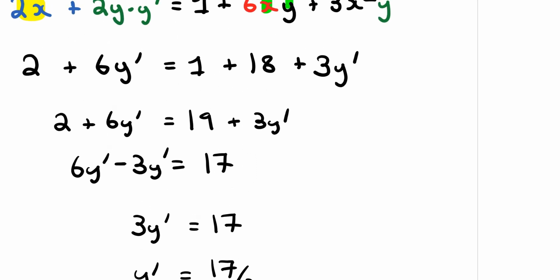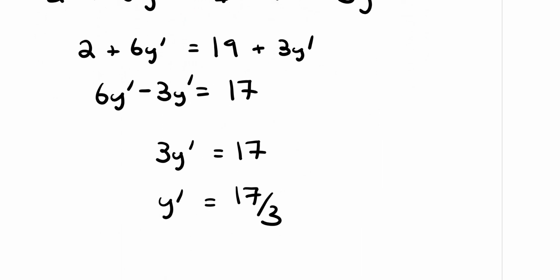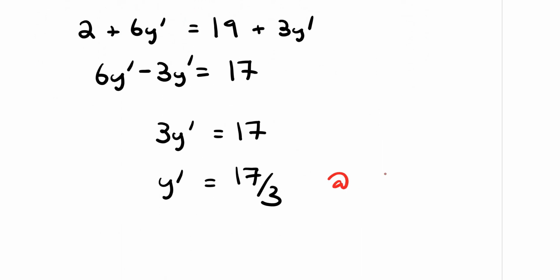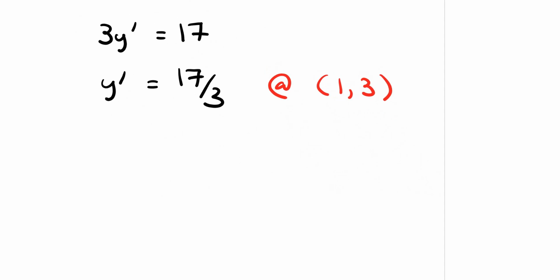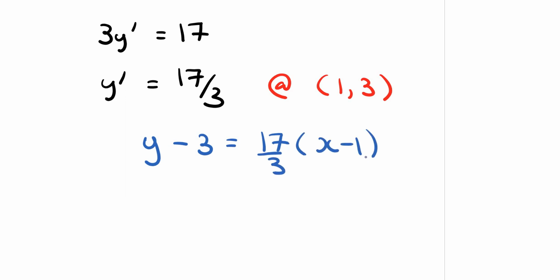And if I go back to my point, it was 1, 3, right? So this is at the point 1, 3, right? So in order to finish off your tangent line, you would write y minus 3 equals 17 over 3 bracket x minus 1 as your tangent line there. Okay, so not a bad problem there. Another good mental math exercise there to finish off that problem.